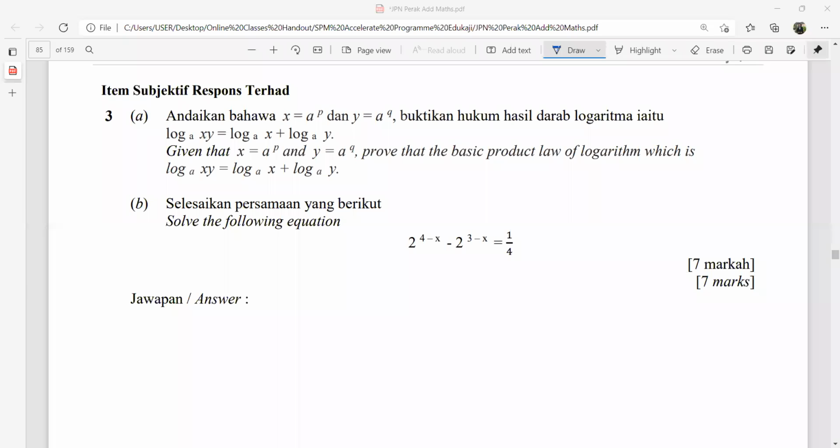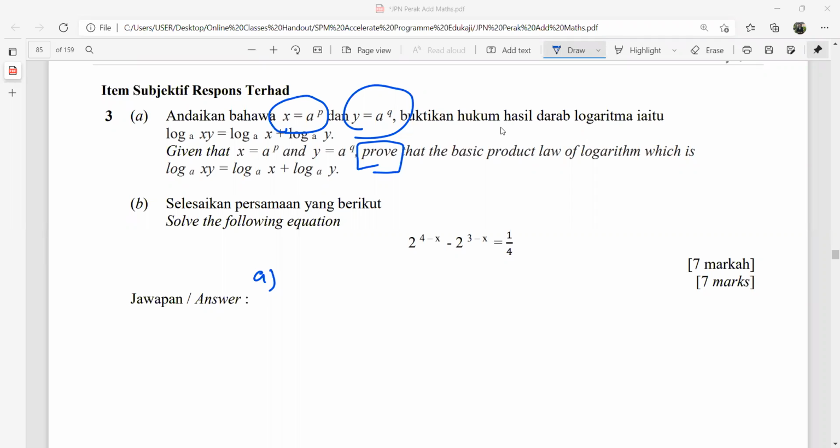Okay. So this question asks you to solve the following equation. This is a good question whereby they give you x equals a^p and y equals a^q. So what you can do is I need you all to make sure that you apply the law of log. Okay, they ask you to prove, right? To prove the basic product law. So question A, if you need to prove, so this question, very good, Yi Ching, well done.